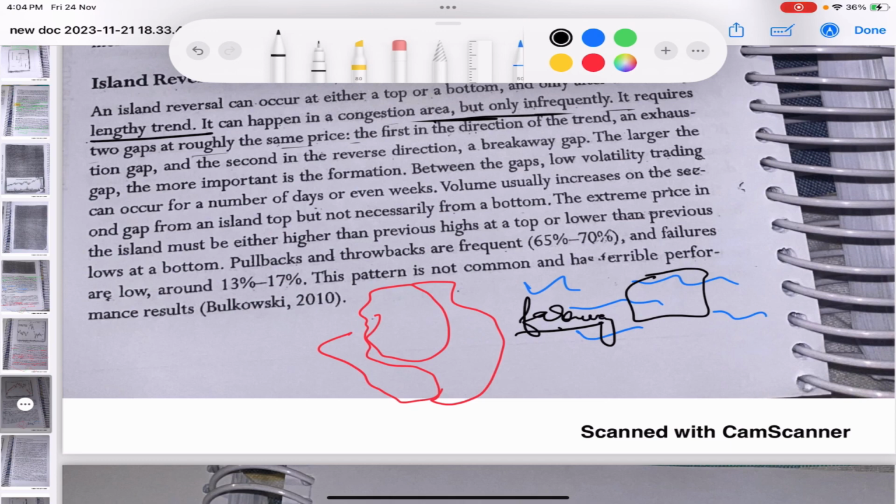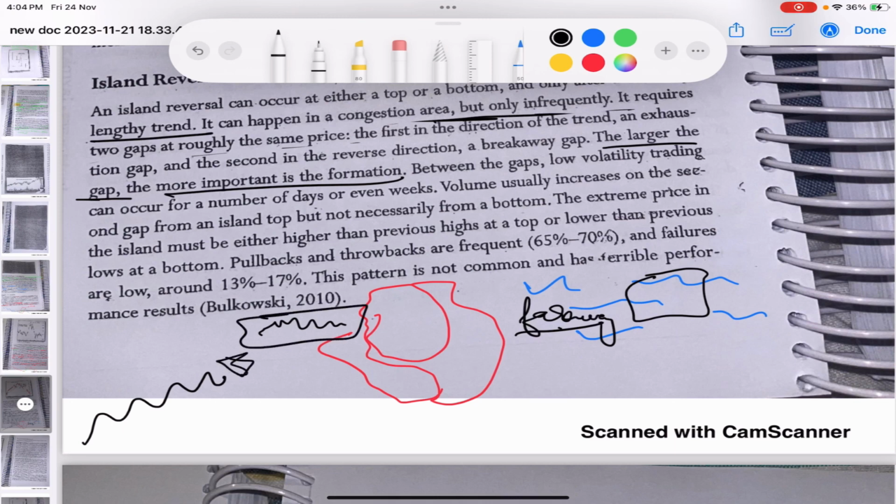Now, the larger the gap, the more important is the formation. So initially the trend was like this, and suddenly there has been a gap here, there is some movement. So this is my island because it is far from the previous price action, and then there was another gap again. So you can see that this particular piece of price action is away from the usual price action, which is why it is known as an island.